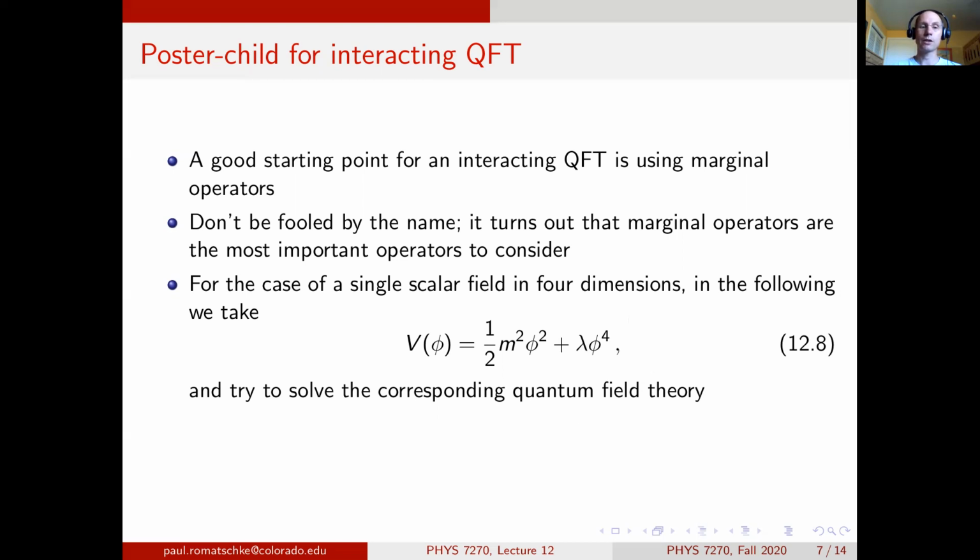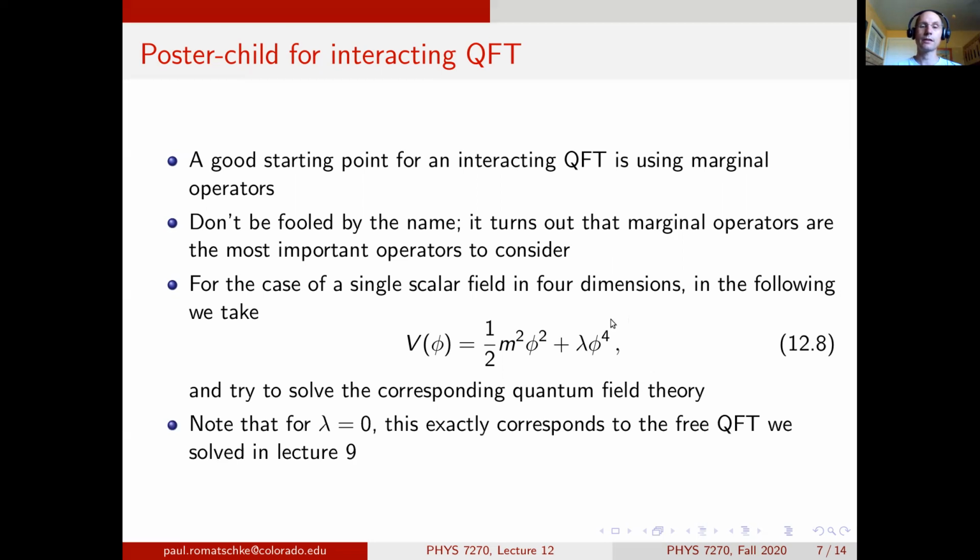Once we've set up the potential, we will try to come up with methods on how to solve such an interacting quantum field theory. This has the added benefit that for the case of setting lambda equal to 0, that term just vanishes, and we are back at the free quantum field theory that we solved in lecture 9.